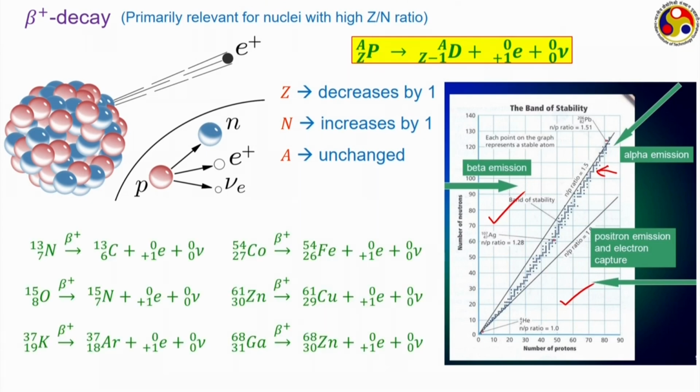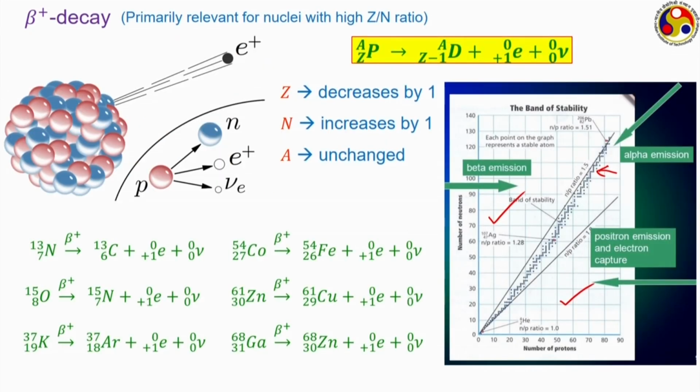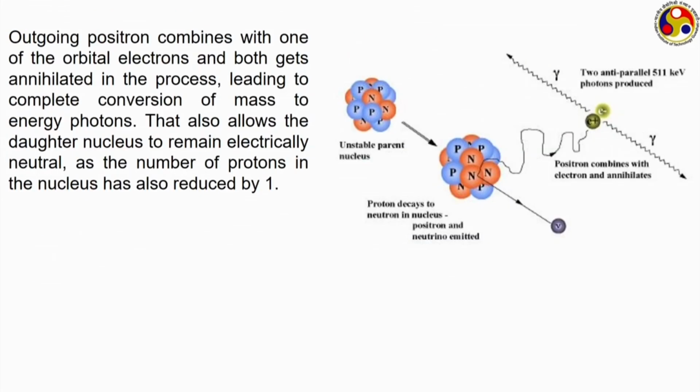These are some examples, like 7N13 going through positron decay to form 6C13 plus a positron plus a neutrino, and there are a few other examples given on this slide. But one interesting situation is that whenever we have a positron decay, as we have seen in the previous slide, the number of protons has gone down by 1 and one positron has come out of the nucleus. But what happens to the positron then?